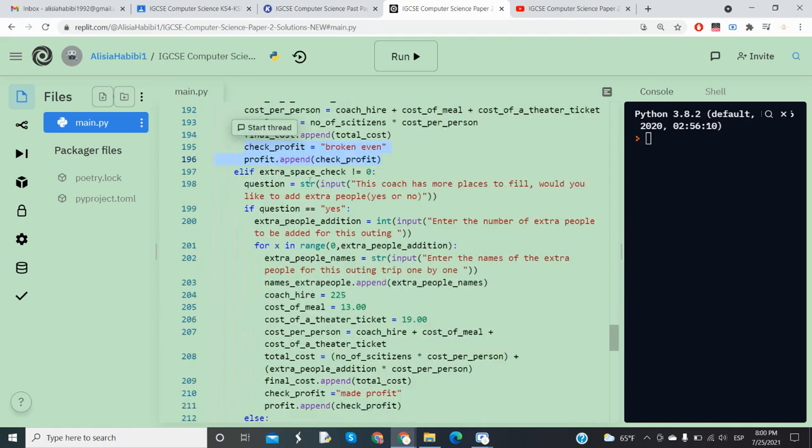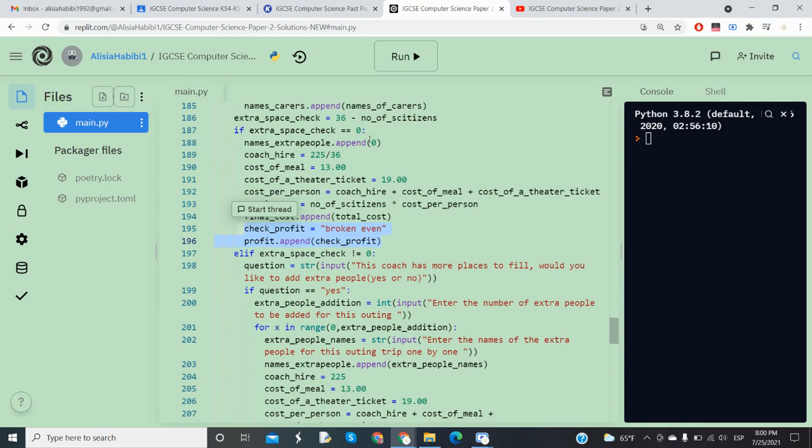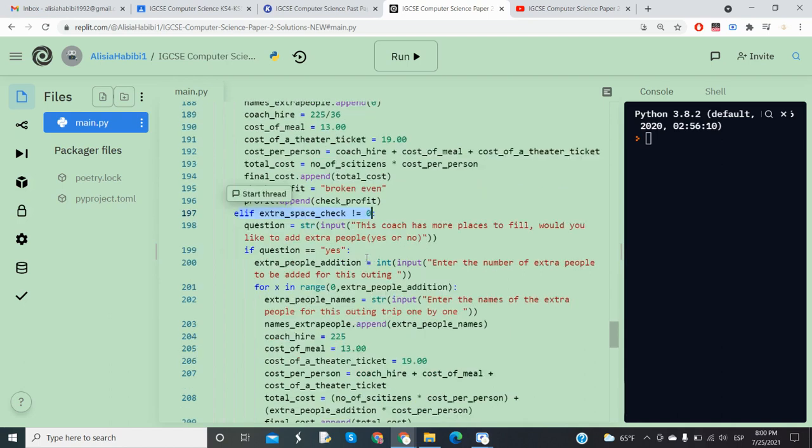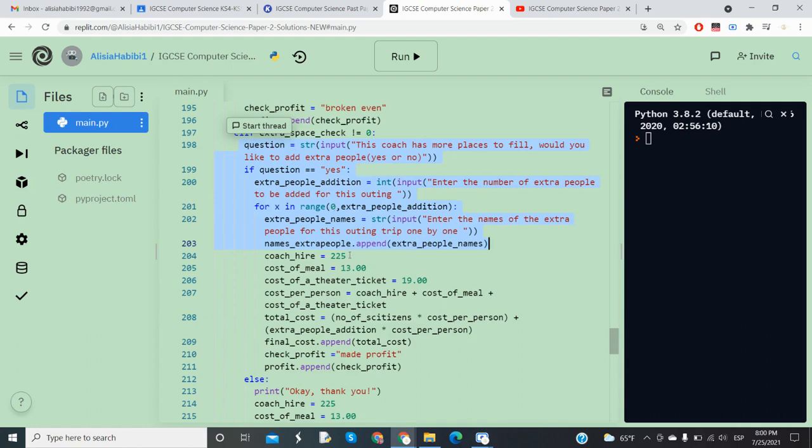And if there are no extra spaces... I forgot, oh, here again, guys. So if extra space is not equal to 0, which means that there are extra spaces, this is again repeated, asking the user if they would like to add extra people. If yes, it asks them for the number of people they would like to add, and it asks them for the names of those people and stores them in the list again.